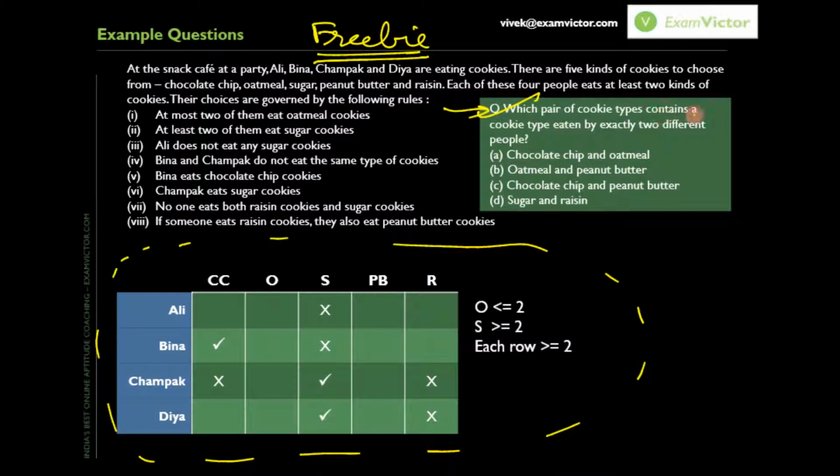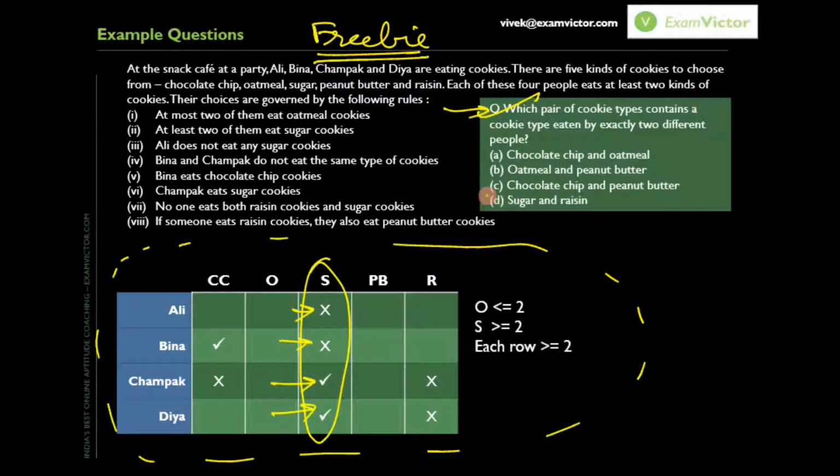Which pair of cookie types contains a cookie type eaten by exactly 2 different people? This is already done, right? You know that for the sugar cookies, there are exactly 2 people who are eating it, for sure. Whatever may happen in all the other columns, this is for sure. 2 people are not going to eat it, which are Ali and Beena, and 2 people are definitely eating it, Champak and Diya. So, sugar is your type of cookie, which is eaten by exactly 2 people.